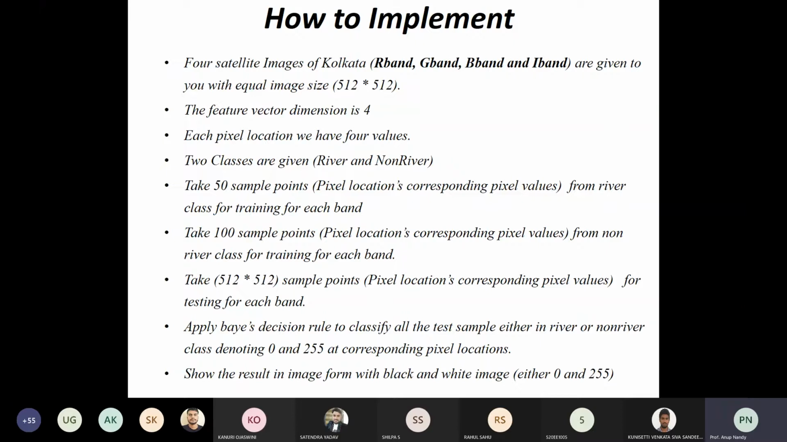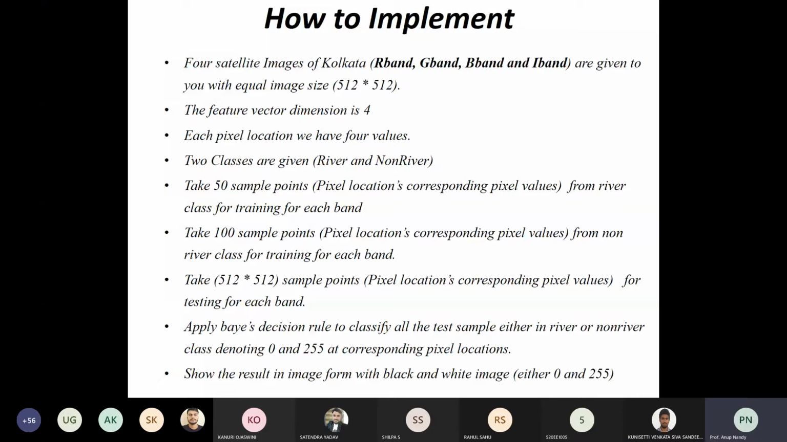You have to take 50 sample points from the river class for training of each band. Or you could actually take more sample points. It is not necessarily fixed that you need to take only 50. You may take 60, you may take 80, you may take 100.